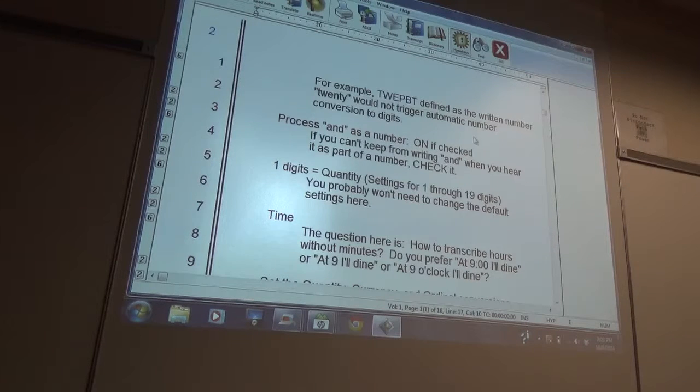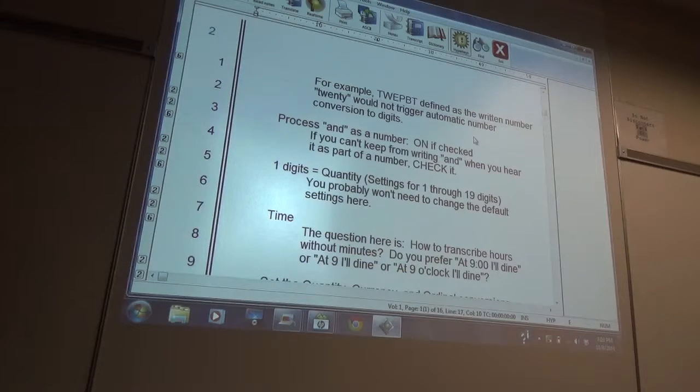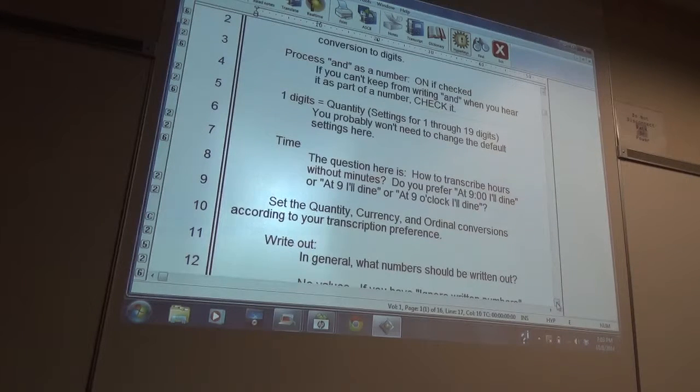Here it's just saying the digits on quantity setting for 1 through 19. It's pretty standard. You probably won't need to change the default settings here. Time: the question here is how to describe hours without minutes. Do you prefer "at 9 I'll dine," or "at 9 o'clock I'll dine"?